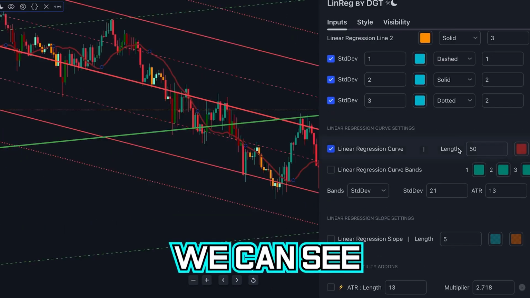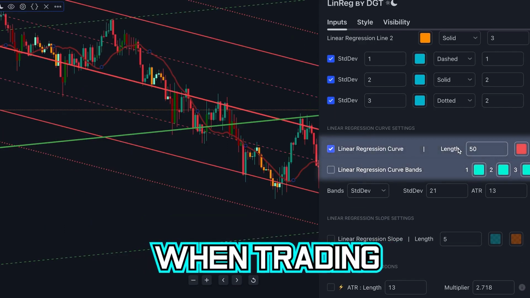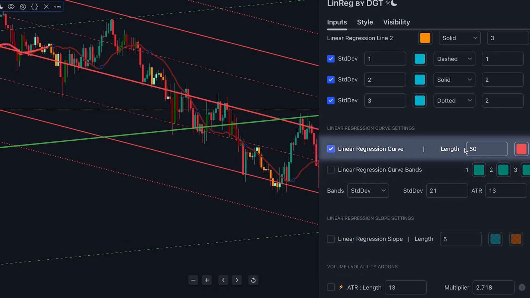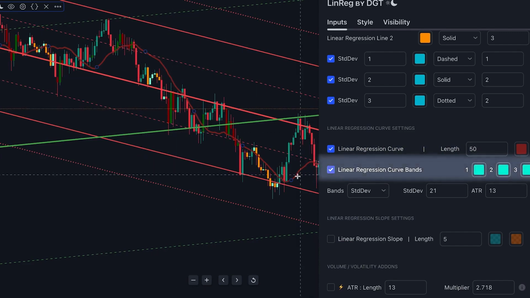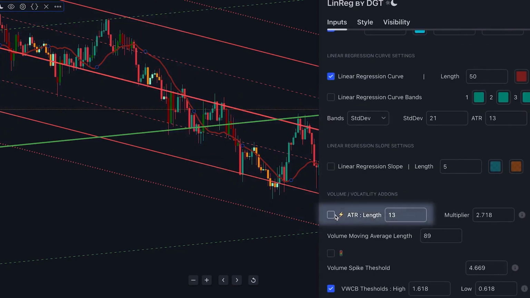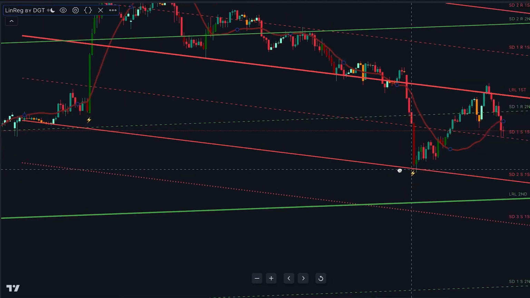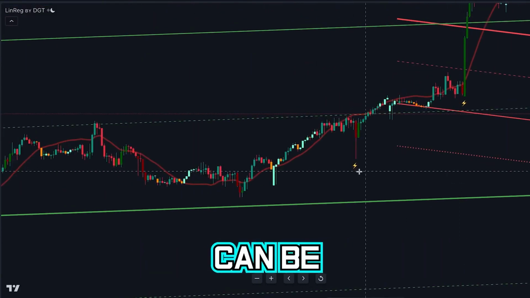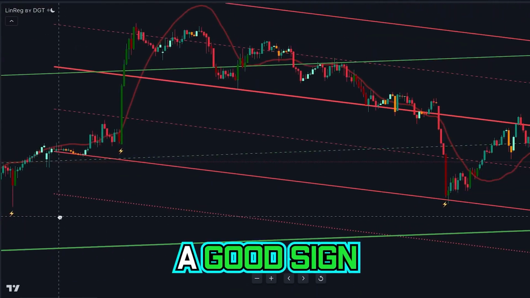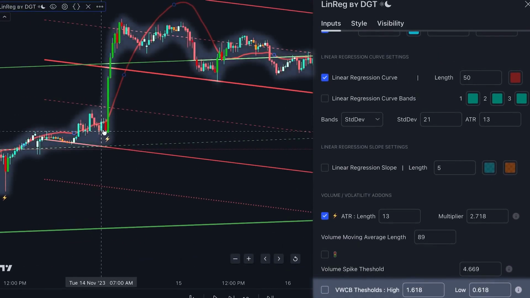If we continue down, we can see we have regression curve and regression bands. These can be enabled to provide an additional layer of confluence when trading mean reversion strategies. The regression curve can be adjusted by changing this value and can act as a trailing stop, while the bands can help further confirm the market is overextended. Next, we want to go down to ATR length, and we want to ensure this is enabled. This will detect candles that are significantly larger based on the ATR value. These candles can be a good indication of increased volatility and can be a good sign to enter the market. And finally, we want to disable volume spike threshold to remove the candle coloring. That's all we need to adjust for now.